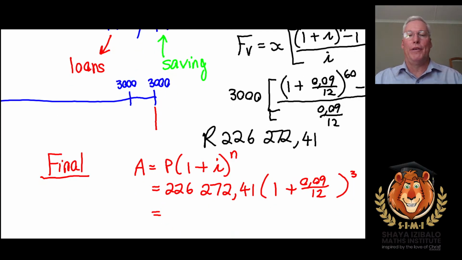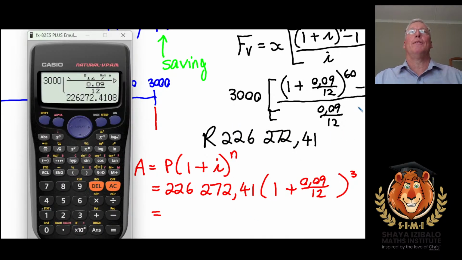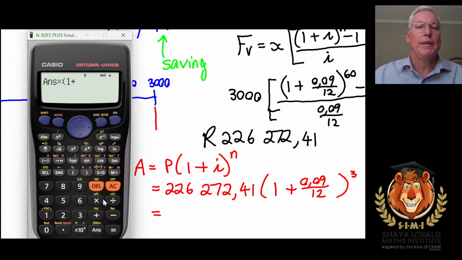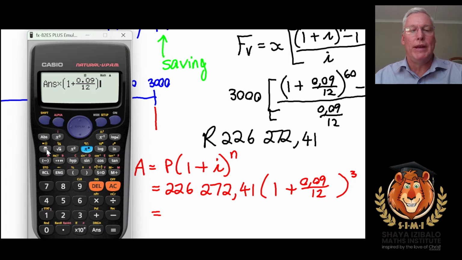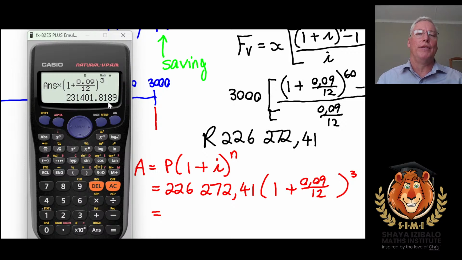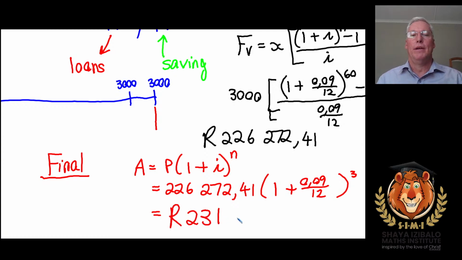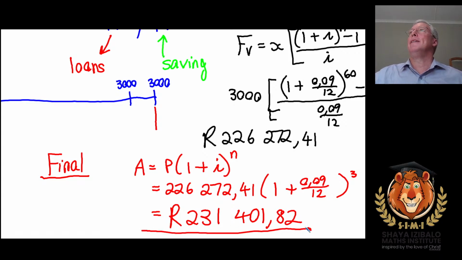So our final answer on this one, sorry folks, I realize I've cut some stuff off on the screen at the top there. So times brackets 1 plus 0.09 over 12, to the power of 3, and I get 231,401.82. Here's where I now round off to the nearest cent: 231,401 Rand and 82 cents. Okay, so that's a standard sort of investment type question.